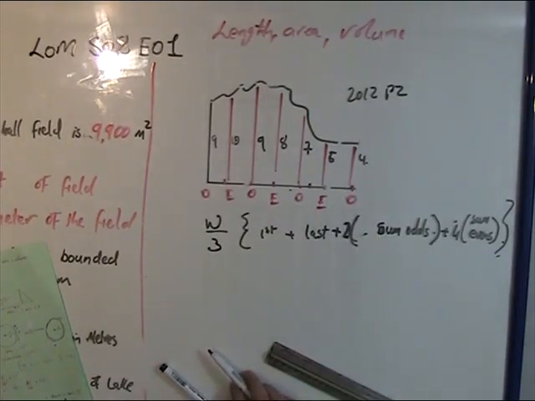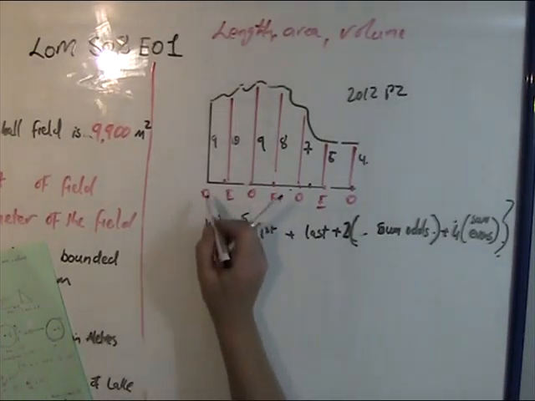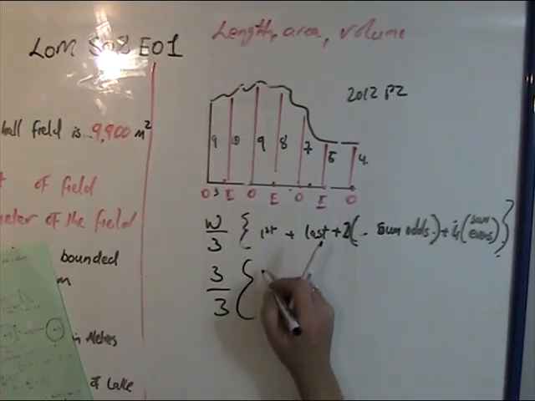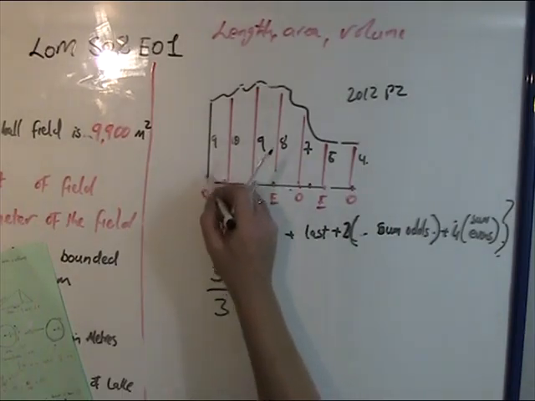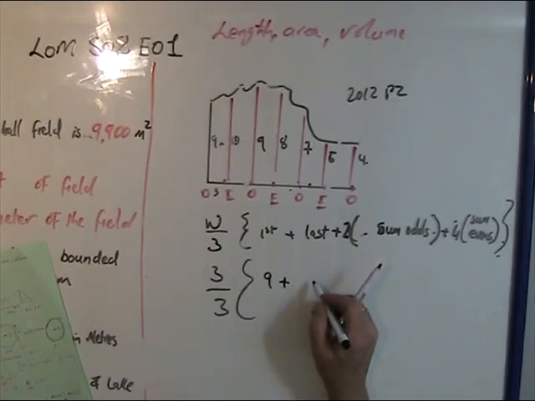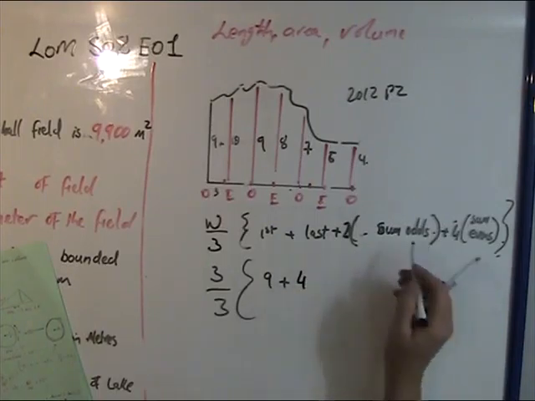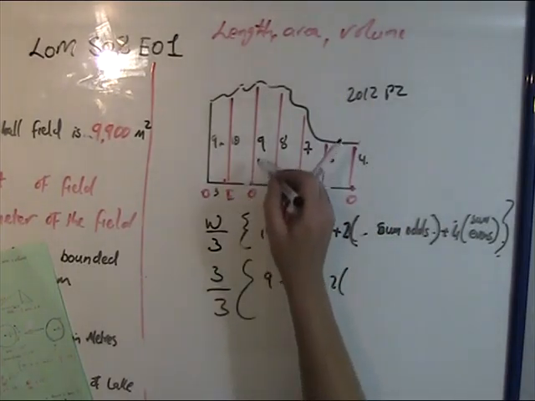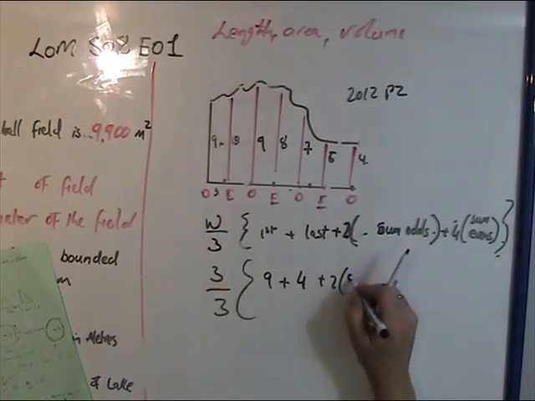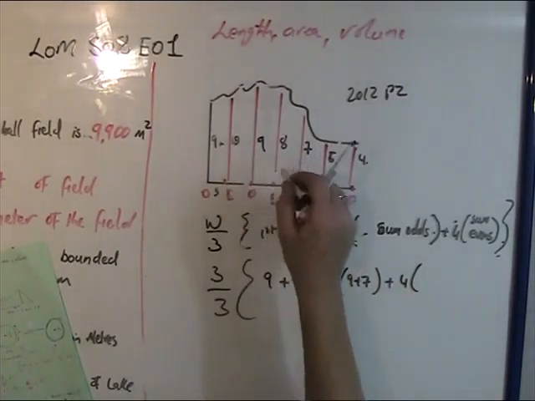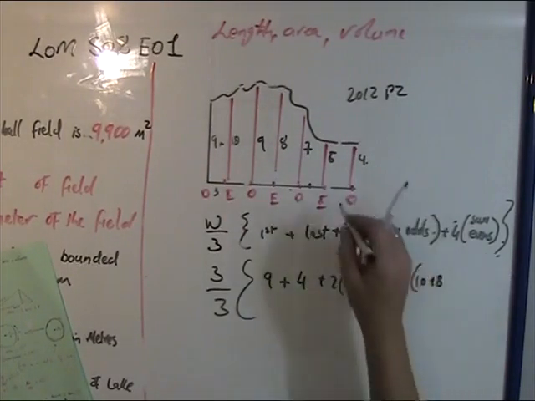Okay, so what's the width? The width we said was 3 meters. So it's 3 over 3. That's nice and handy already. That's 1. Plus the first reading, which is 9 meters. You can see that the length is 9 meters. Plus the last reading, which is 4 meters, as you can see. Plus twice the sum of the odds. Well, the odds, we look at the odd numbers, 9 and 7. 9 plus 7. Plus 4 times the evens, so we're looking at 10 plus 8 plus 5.